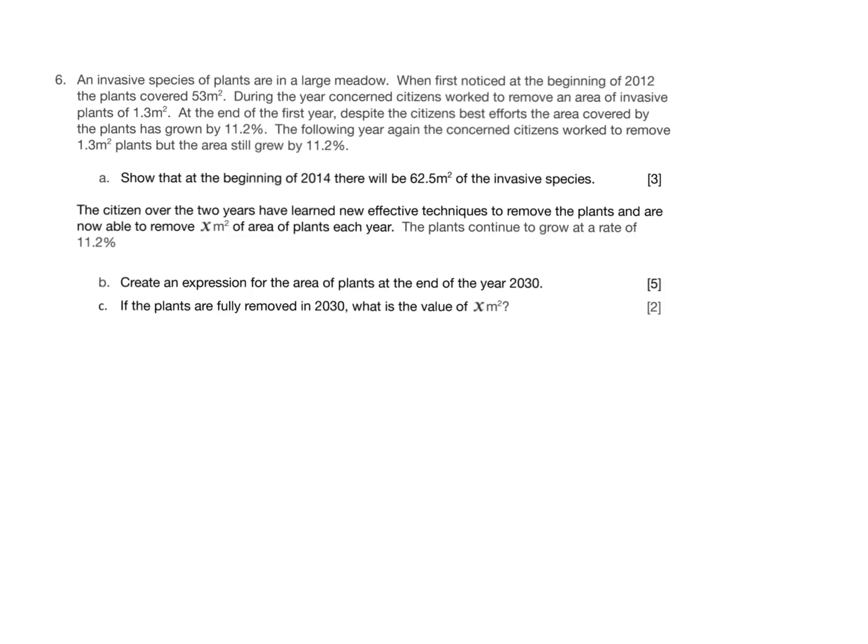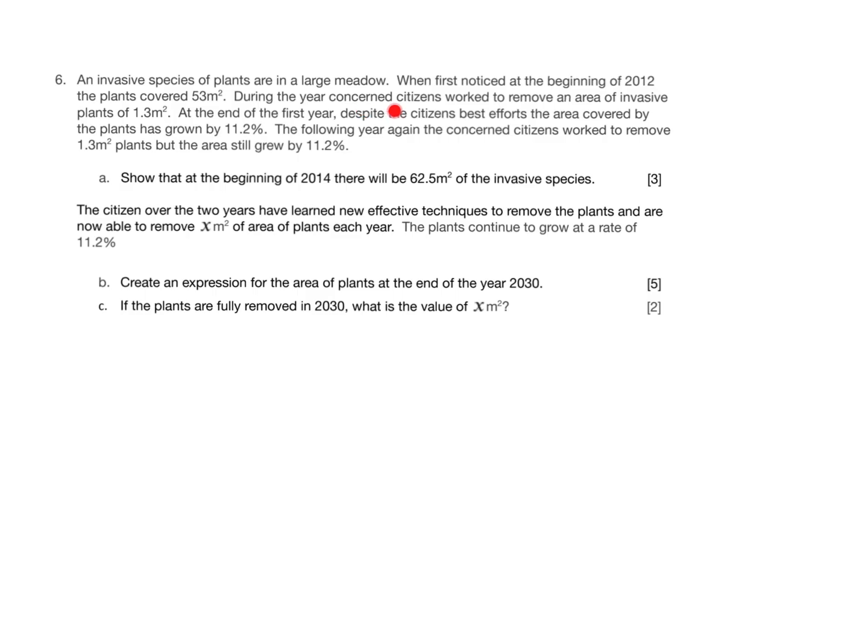Okay, Mr. Ops here, and so we're going to look at this problem here. We have an invasive species of plants in a large meadow. When first noticed at the beginning of 2012, the plants covered 53 meters squared. During the year, concerned citizens removed areas of 1.3 meters squared.